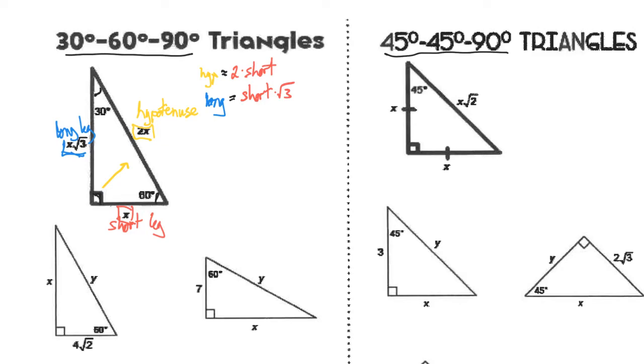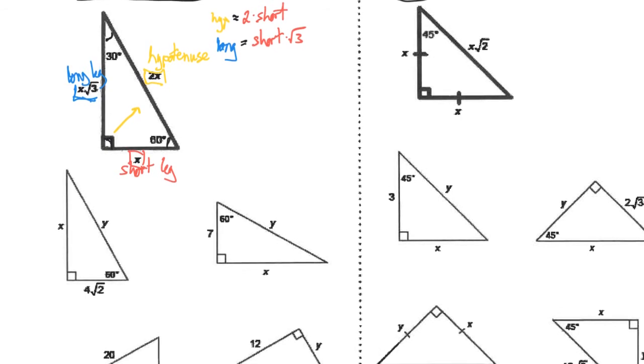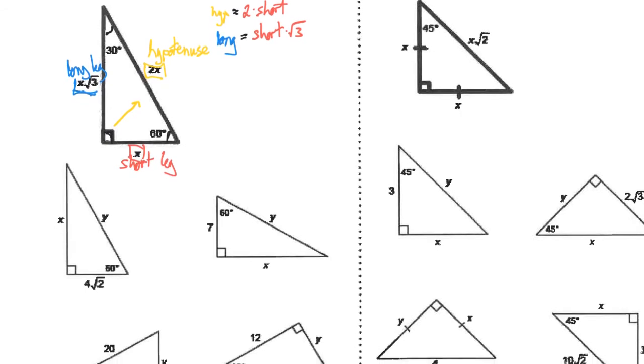Now, if you're given the short leg, it's pretty simple. Like this first one, I have this 4 radical 2, that's the short leg. And I know that for a couple of reasons. I'm comparing this leg with this leg. Neither of them are the hypotenuse, so they're the legs, and it's shorter than this one. So the 4 radical 2, that's the short.